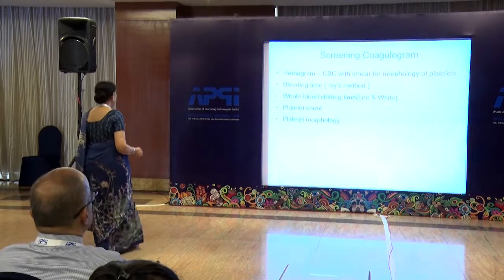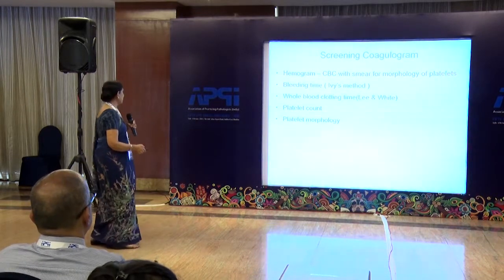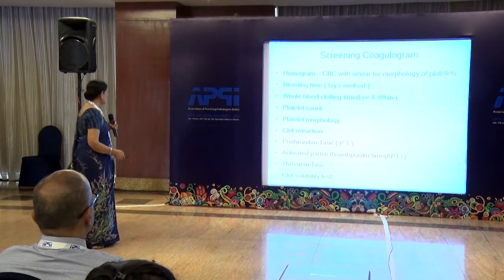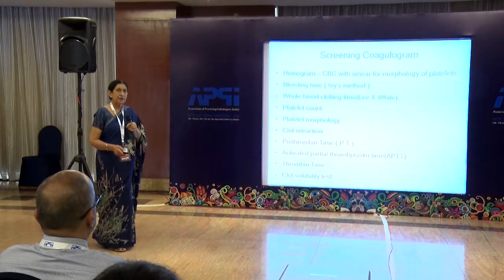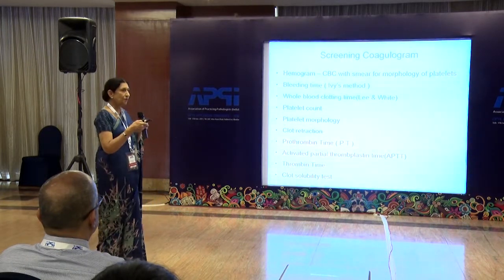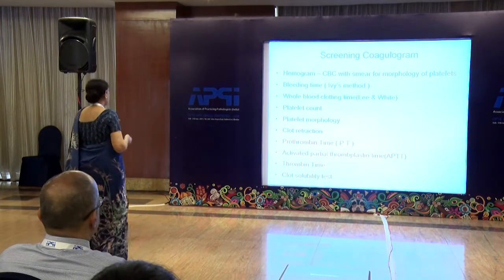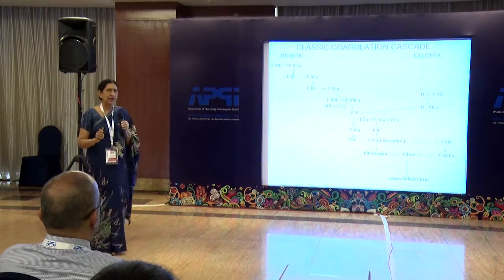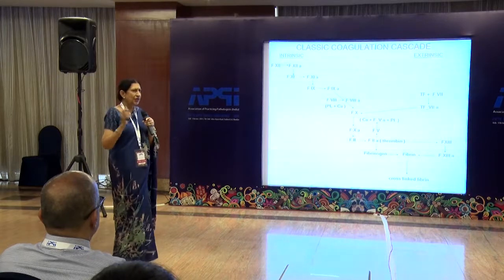Bleeding time, clotting time, the usual methods, platelet counts, morphology, and the last four are the coagulation factors, the 13 of them, which are going to affect all your coagulation tests. A little bit of the classic coagulation cascade, just to recapitulate.